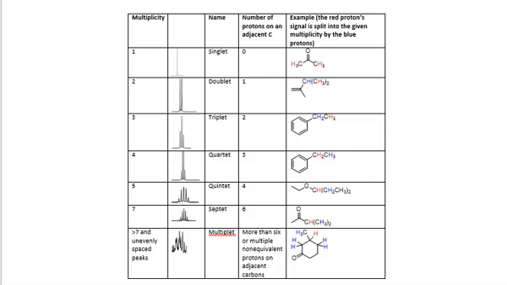So just a note about the multiplet at the end here. Whenever things are unevenly spaced or we can't quite tell, or there are just lots of peaks, we call it a multiplet. So there are lots of times you'll see a multiplet.